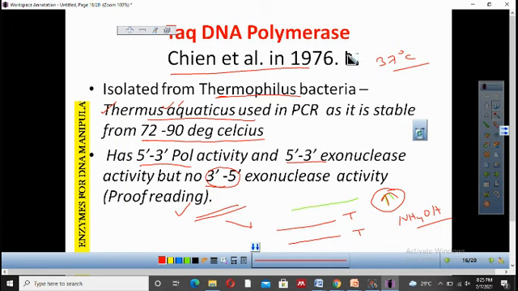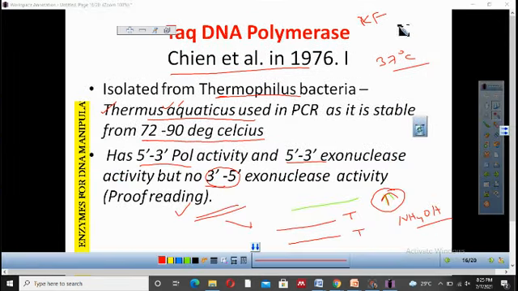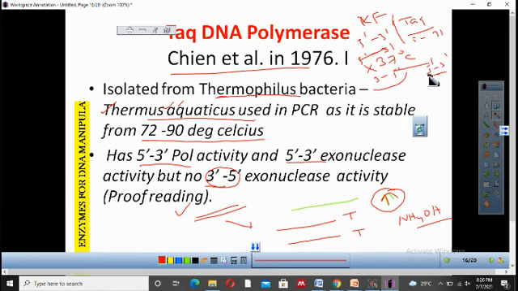So how does it differ? Comparing the DNA polymerase Klenow fragment and the Taq polymerase: both have 5' to 3' polymerase activity. Second, the Taq polymerase has 5' to 3' exonuclease activity, but the Klenow fragment has 3' to 5' exonuclease activity. So 3' to 5' exonuclease activity is present in the Klenow fragment, but it is absent in this one.